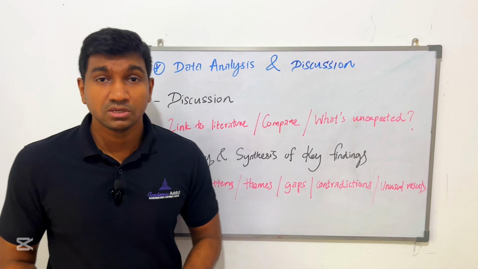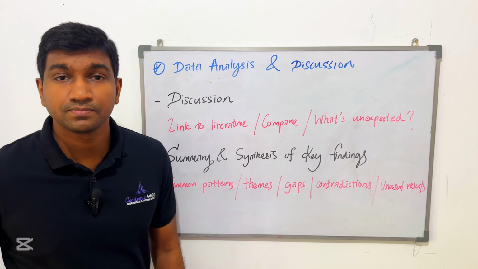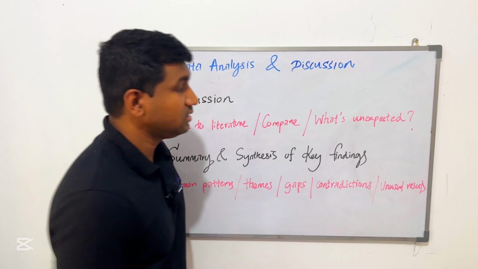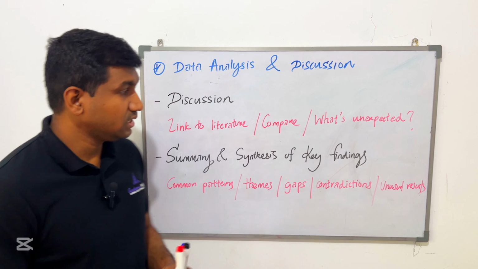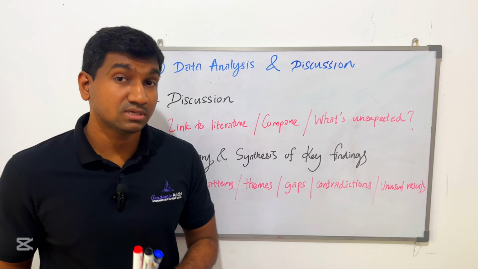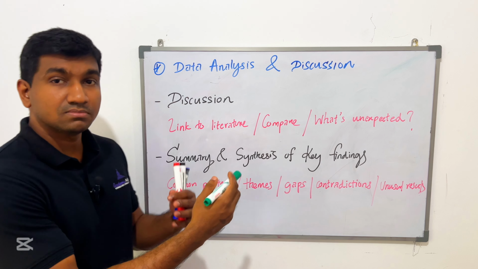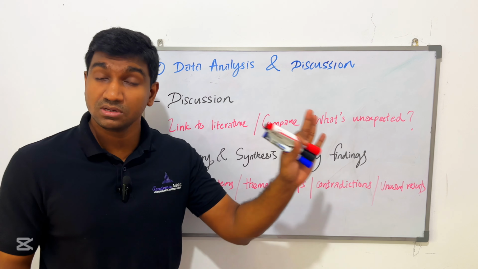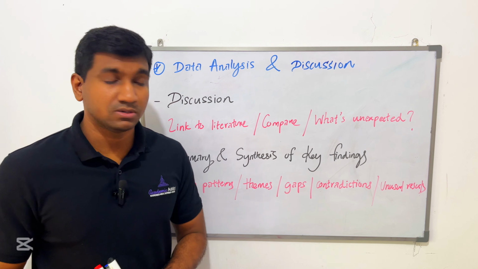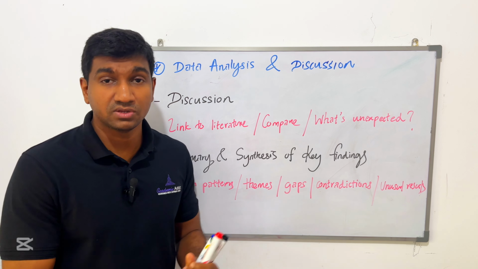Now the data that you have collected, you need to discuss by linking those data to your literature. And you need to compare. And you need to tell what you unexpectedly found, right? So what are the unusual things that you have found? Are they aligning with the literature that you have discussed in your second chapter, or in your question and the rationale that you have linked?